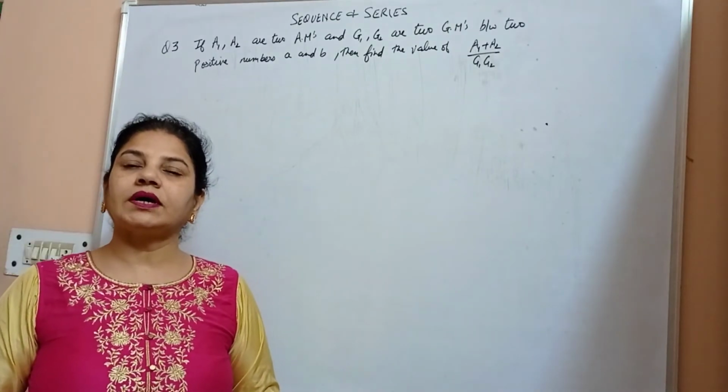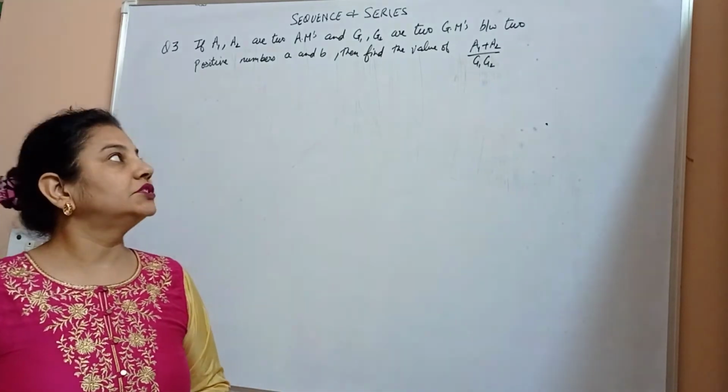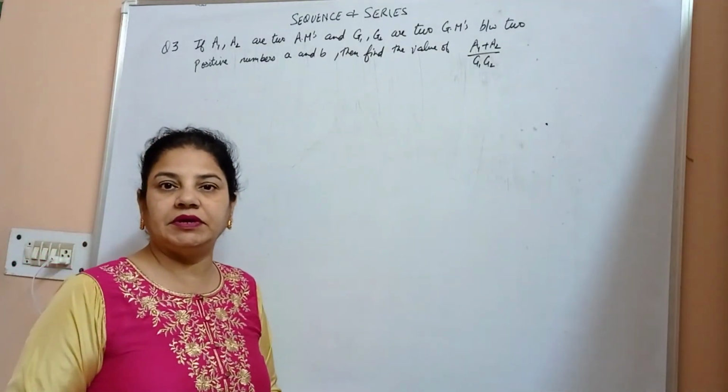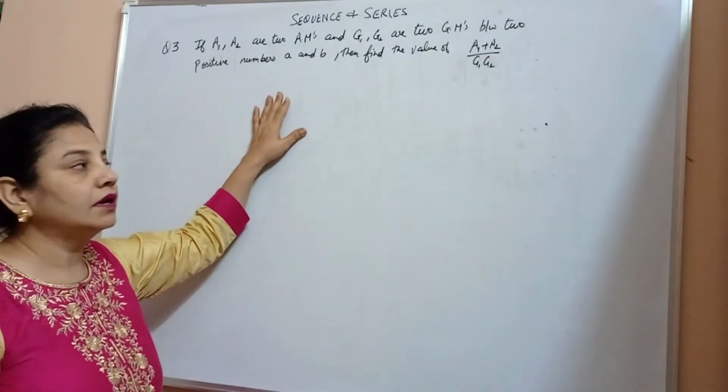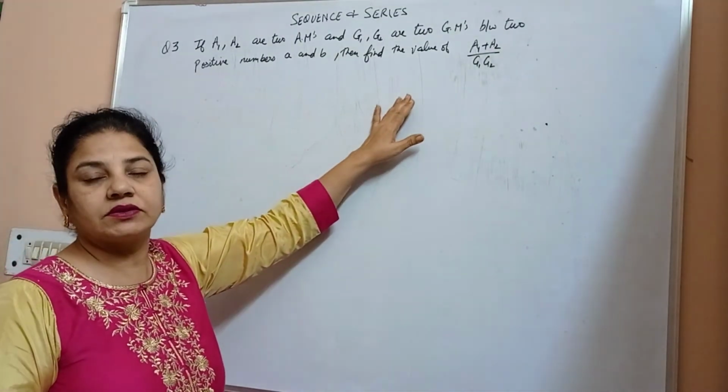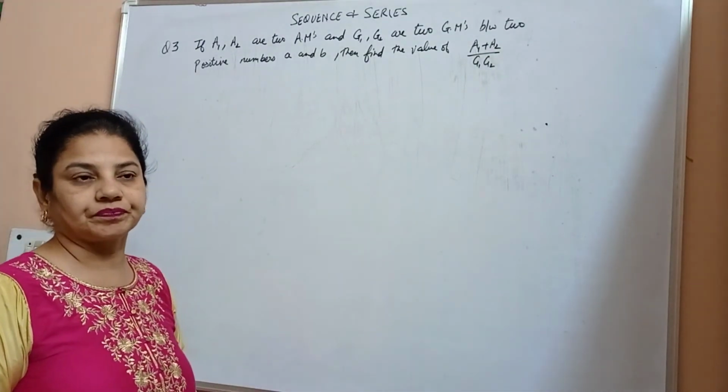If A1 and A2 are two arithmetic means and G1 and G2 are two geometric means between two positive numbers A and B, then find the value of A1 plus A2 upon G1 G2.